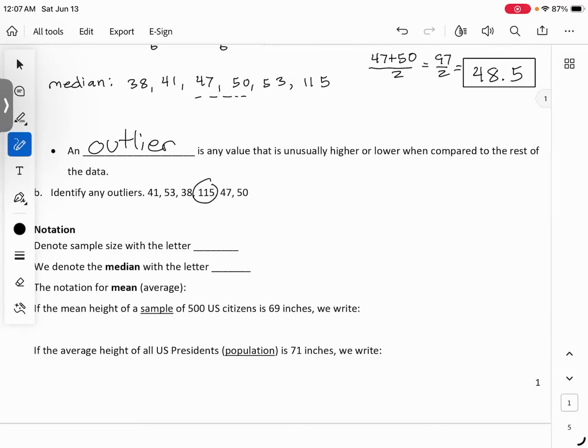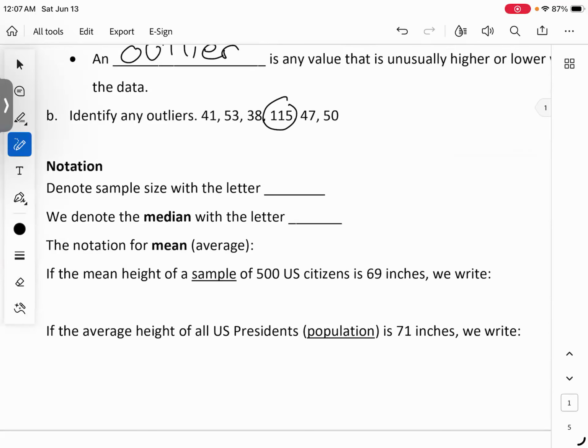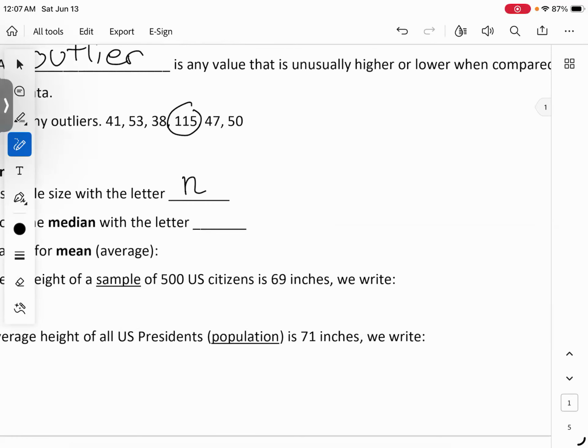Notation, right? There's going to be sample size, and for that we just use a little n. So what I mean by notation, rather than writing out sample size, let's say we had n equal to 100 students. That would just be a quick way of saying that's how many people were in the sample. For median, it's just an M, no lowercase, uppercase, no little special accents or anything.